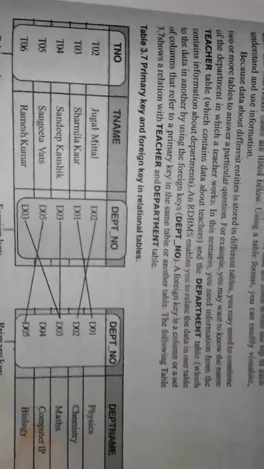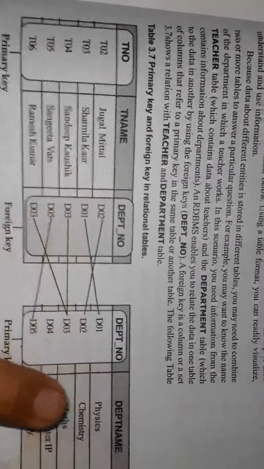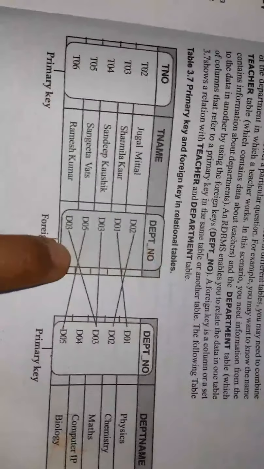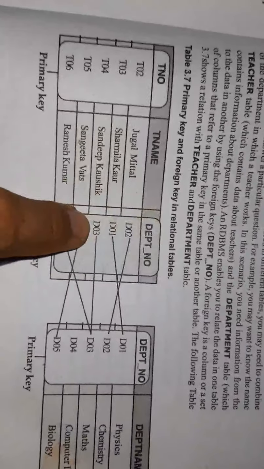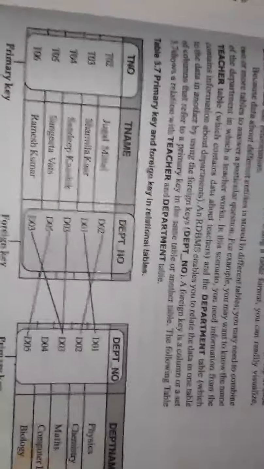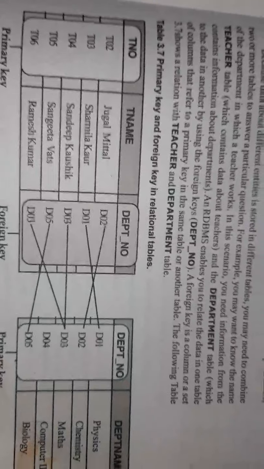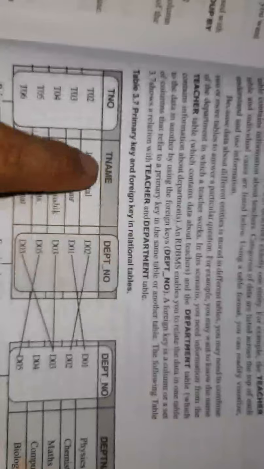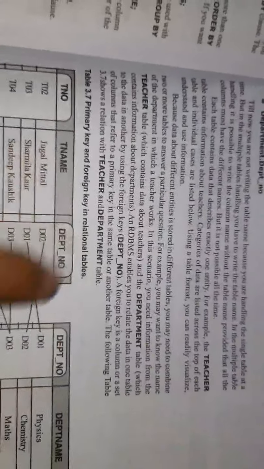So when another table is created and it has to share a relationship, we use the primary key and foreign key format. This is the primary key, this is the primary key, and this is the foreign key. The primary key of one table becomes a foreign key in this table, so we can establish a relationship using that foreign key. Now if we have to make a relationship between these two tables in RDBMS, we make use of the dot operators. You can see here.